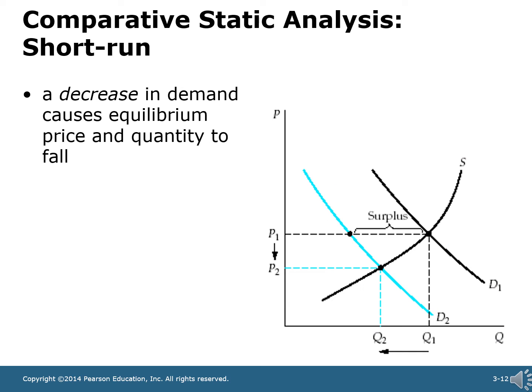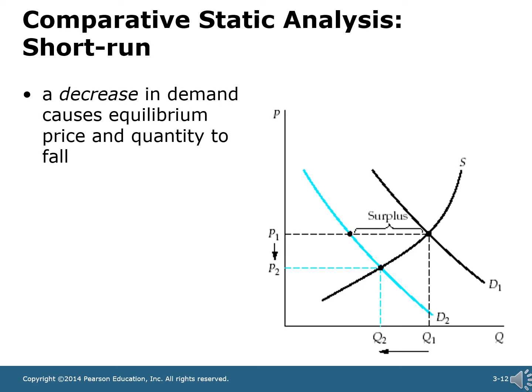Now, what happens if the opposite occurs, if we see a decrease in demand, or a shift in the demand curve to the left? That's going to cause the equilibrium price and quantity to fall. Now, if price remained the same, we'd end up with a surplus. Consumers are willing and able to purchase fewer goods, but at that old, previous higher price, firms would not be willing to decrease their output. So we'd end up with a lot of extra goods left on the market.